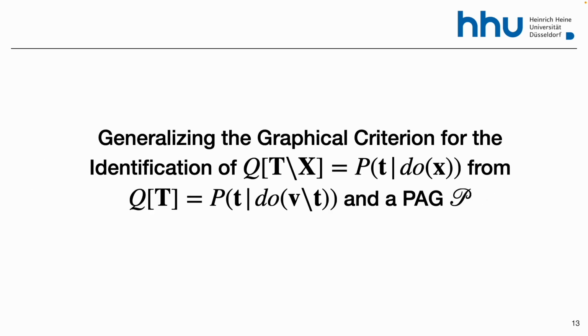Okay, so let's generalize the same thing. How can I compute the joint? This is the Q of t minus x, which is this expression from Qt, right? So that's what the Qt means. But now from a PEG. Why are PEGs complicated? Because of the circles. Circles mean uncertainty. It could be either an ancestral relationship or a non-ancestral relationship.